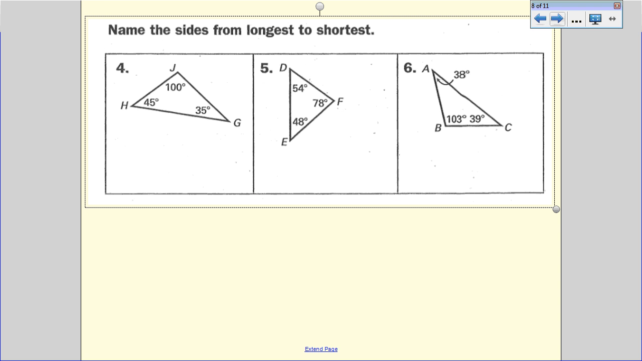Name the sides from longest to shortest. We take our largest angle and go across, so HG is our longest side. We then take the next largest angle, which is the 45, and so JG is the middle side, and then take our smallest angle and go across, and so JH. So the same idea here, go largest angle across. You need to finish this now, and that will be a check in class.